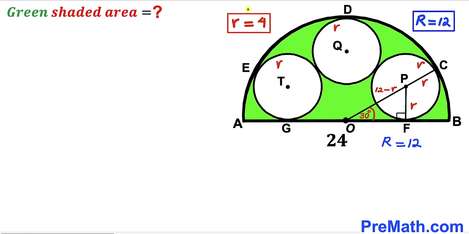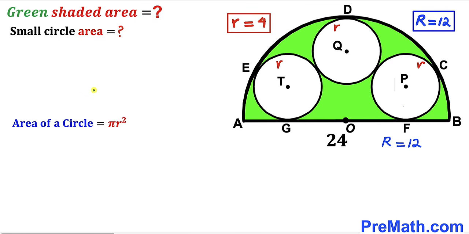Thus the radius of these small circles turns out to be 4 units, whereas the radius of this semicircle is 12. Now we are going to calculate the area of the small circle whose radius is 4. Let's recall the area of a circle formula: area equals pi r squared, where lowercase r is the radius. So the small circle area is going to be pi times 4 squared. Let's simplify. That is going to give us 16 times pi.